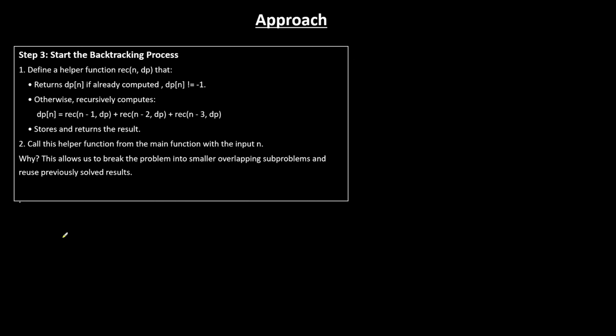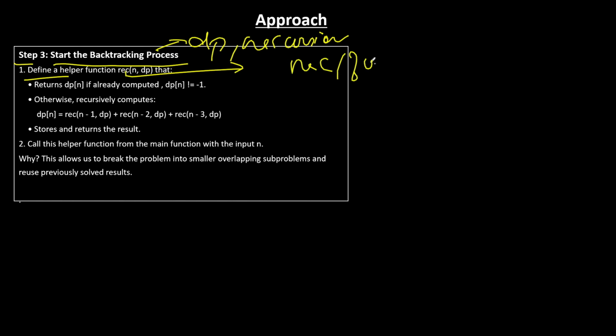Now at step 3 we start the backtracking process, or the DP or the recursion. The helper function which we will define, rec or fun, whatever you could name it, no issue. We will pass n and dp in it. And we will just write the base cases this way. I will write it again.